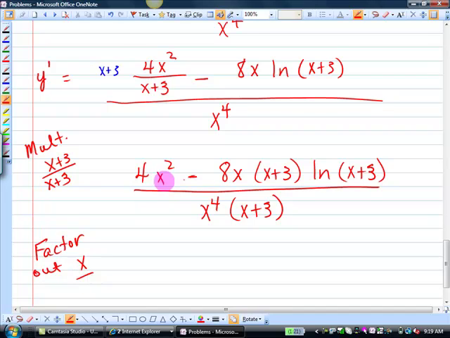If I take x out of this expression here, what am I left with? 4x minus 8 is x plus 3 times ln of x plus 3. This is an ugly problem.